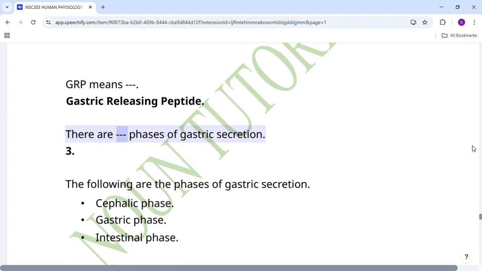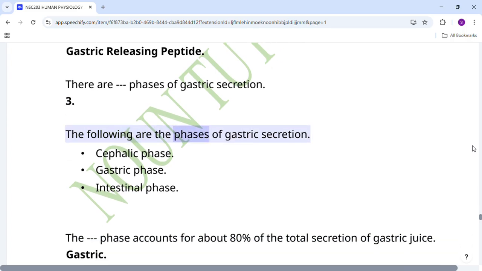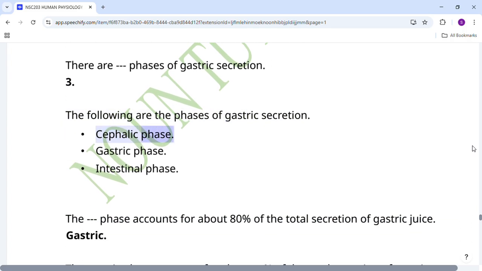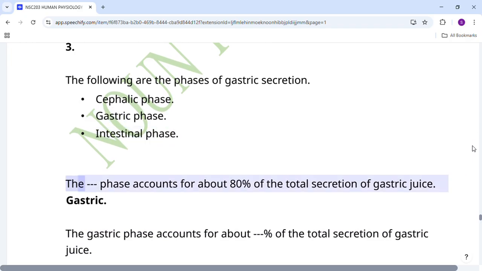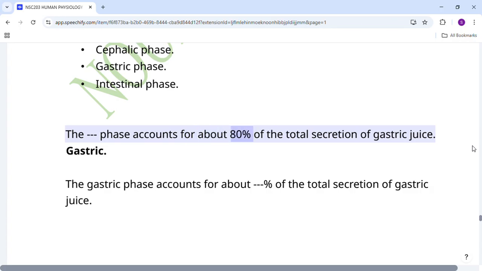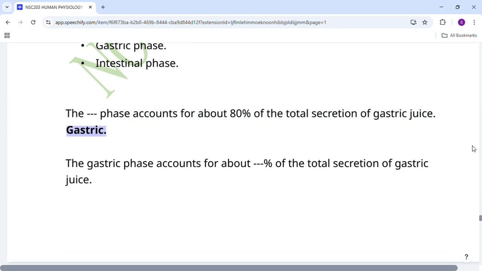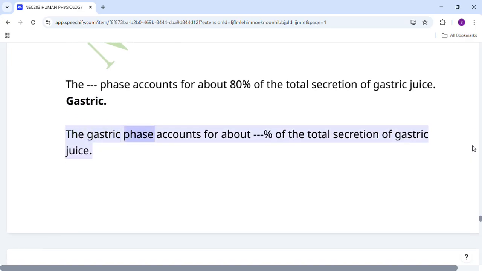There are three phases of gastric secretion. The following are the phases of gastric secretion: cephalic phase, gastric phase, intestinal phase. The gastric phase accounts for about 80% of the total secretion of gastric juice.